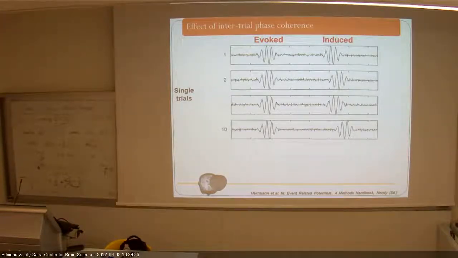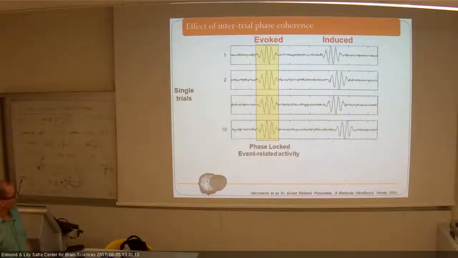Okay, sometimes it starts at this phase, and sometimes at this phase, and sometimes at this phase. So either it's jittering in time or jittering in phase. It's basically the same thing, but over the trials, the phases do not synchronize. They're not coherent. Now, what will happen if I just simply average those trials?